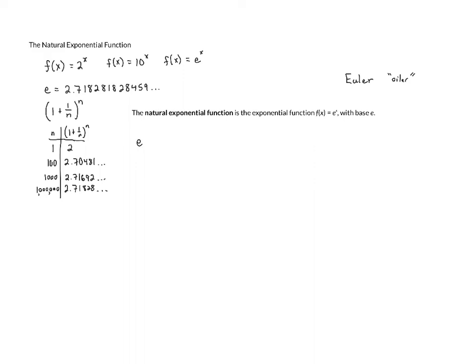So if we have e to the third power, instead of writing out by hand 2.7182818 times 2.71828 times blah, blah, blah, you just use a calculator. Most of them have an e button on them. You should be able to find that if you have a scientific calculator.